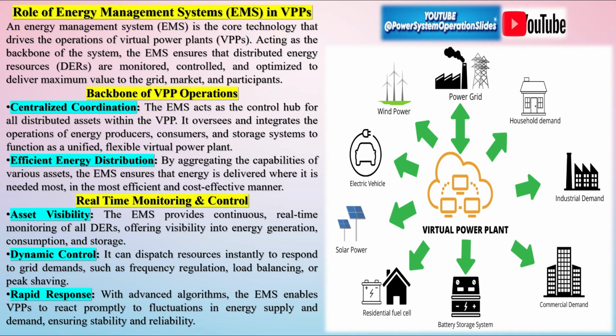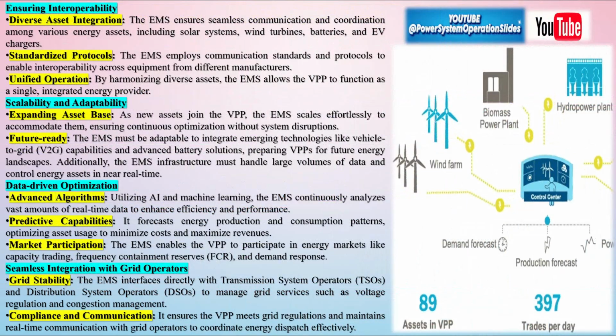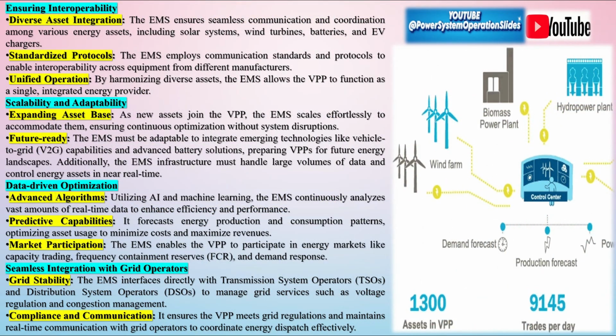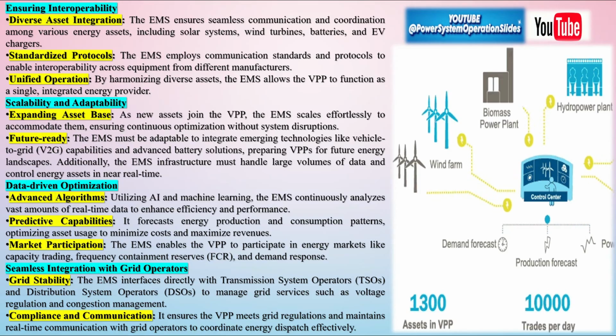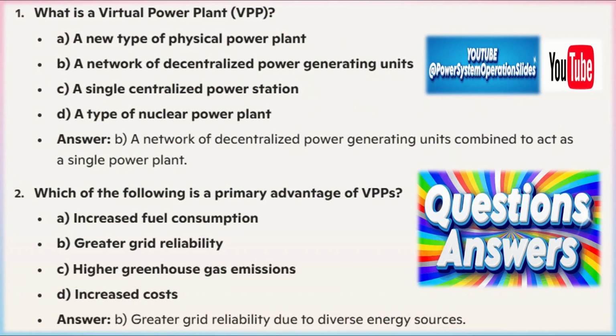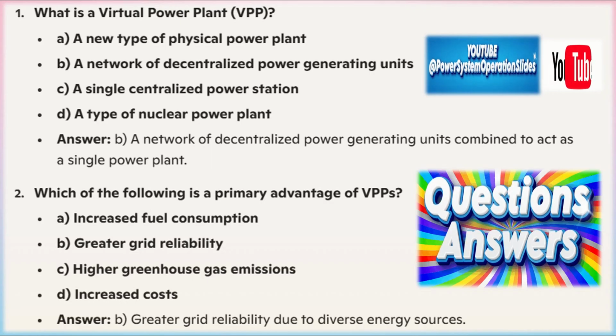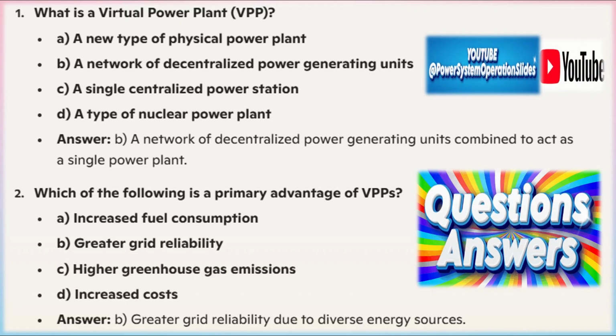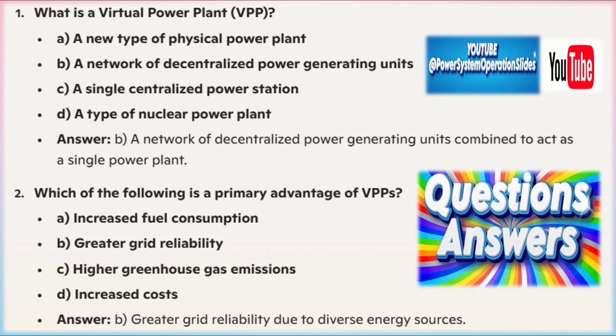VPPs play a pivotal role in revolutionizing the energy sector by leveraging distributed energy resources like solar panels, wind turbines, batteries, and electric vehicles. Here's why they are essential for the modern energy ecosystem: enabling the integration of renewables, bridging variability. VPPs effectively incorporate renewable energy sources into the grid by managing their intermittent nature, e.g., fluctuating solar or wind production. Maximizing renewable output. By aggregating and optimizing DERs, VPPs ensure renewable energy is utilized to its fullest potential, reducing curtailment and waste.